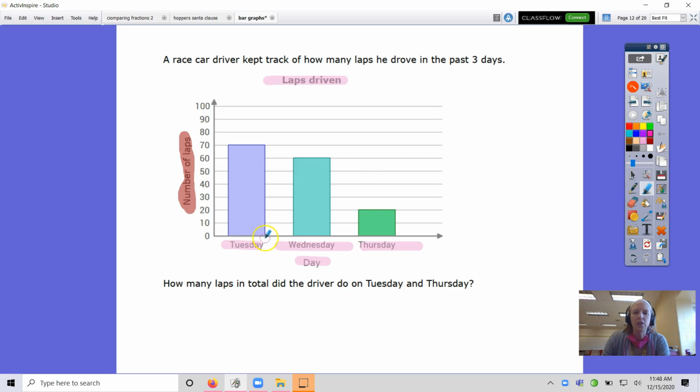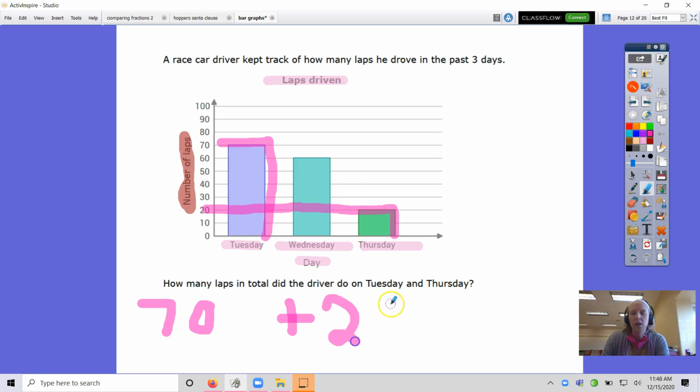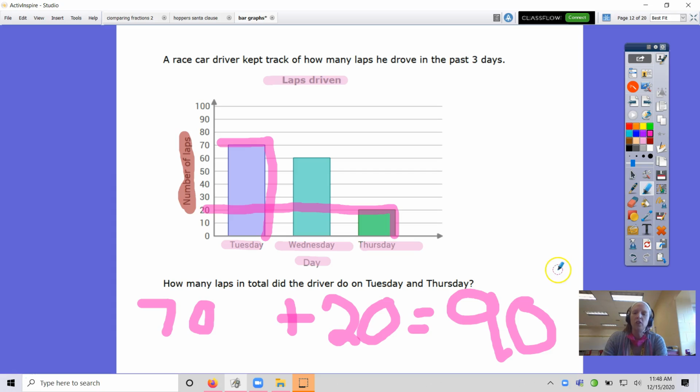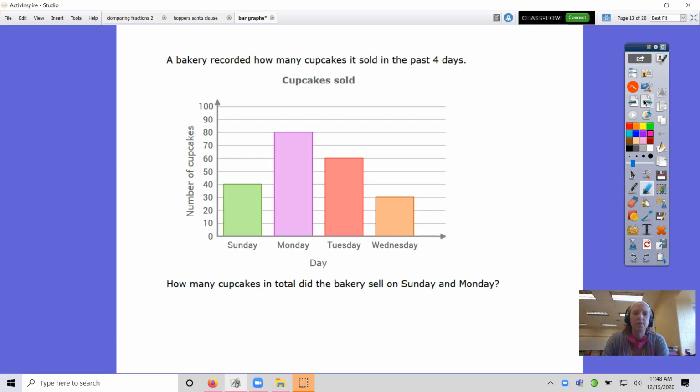So as I look at Tuesday, I see that he drove 70, and I'm going to add that to Thursday's, which was only 20. When I add 70 and 20 together, I get 90. So my race car driver drove 90 laps on Tuesday and Thursday.